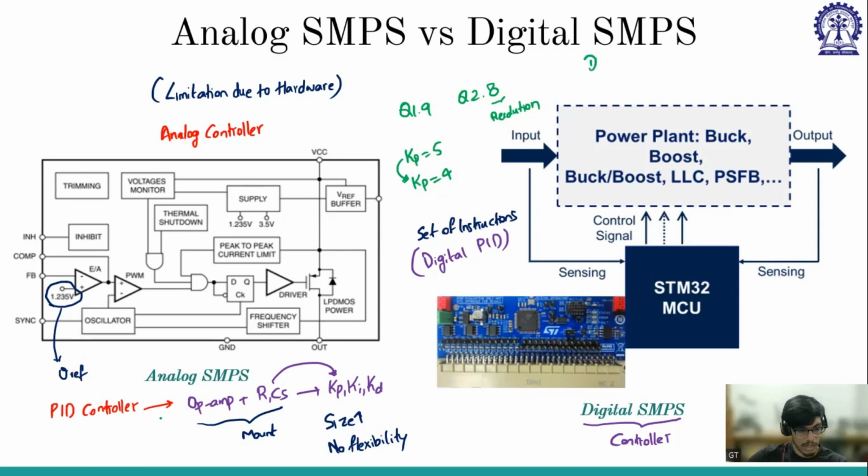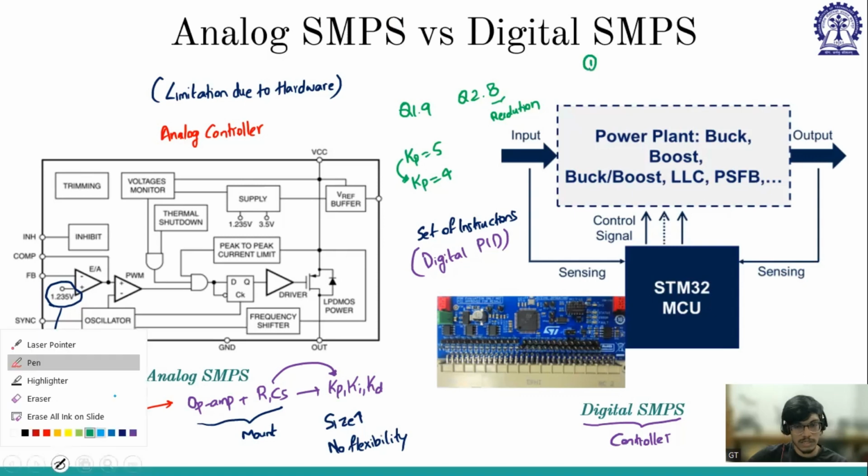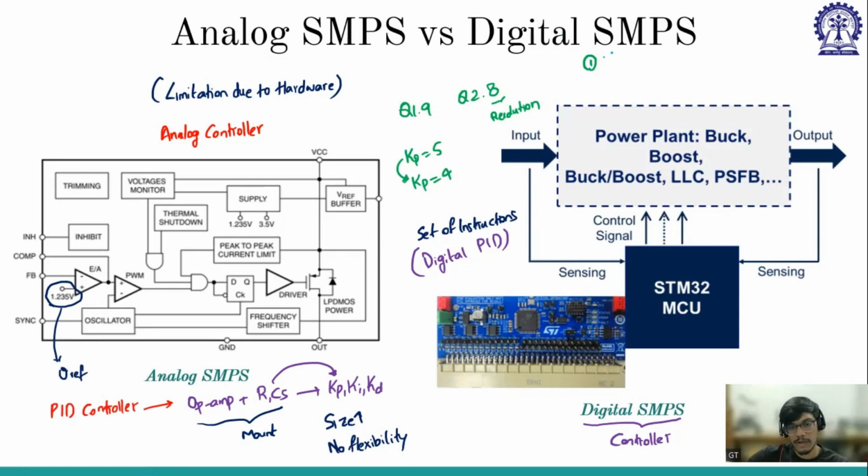So the first advantage we can say is flexibility and less size. The microcontroller size is fixed no matter how many lines of code we write or how many protections we put. In the analog case, the size will depend upon the architecture or hardware considered, so the size might increase, and there is not much flexibility available.